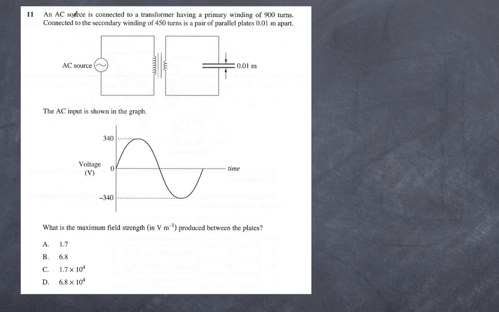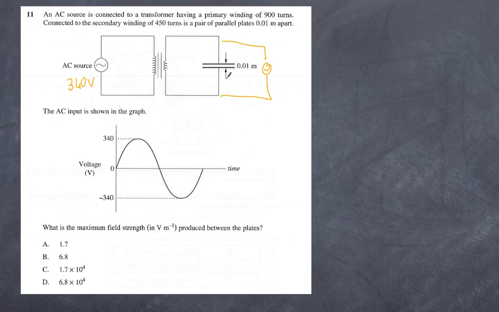Question 11. An AC source is connected to a transformer having a primary winding of 900 turns and a secondary winding of 450 turns. And then we've got a pair of parallel plates at this point there. And of course, here's the AC input. And so we know we have a 340 volt input. The question, of course, is what is the voltage at this point here?